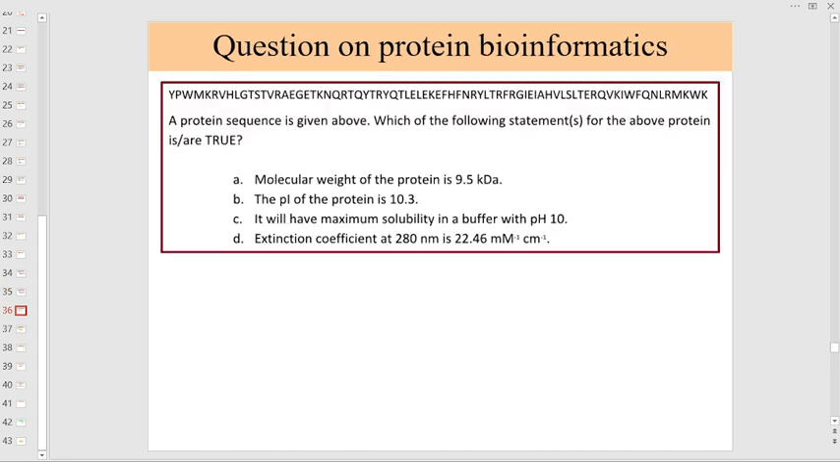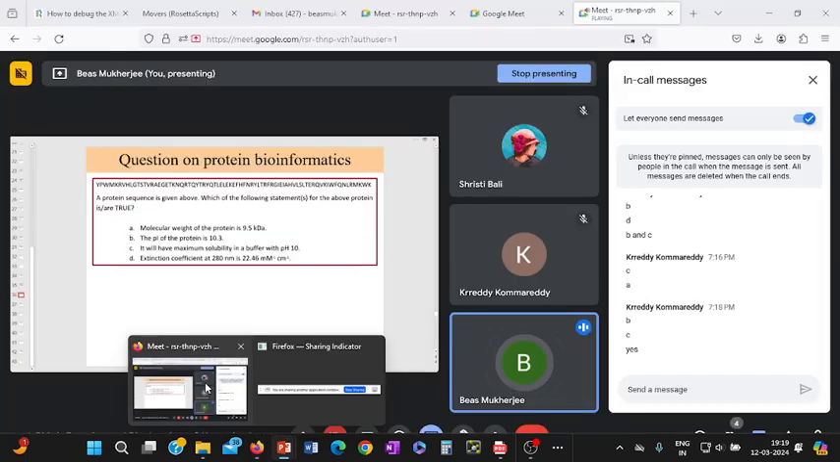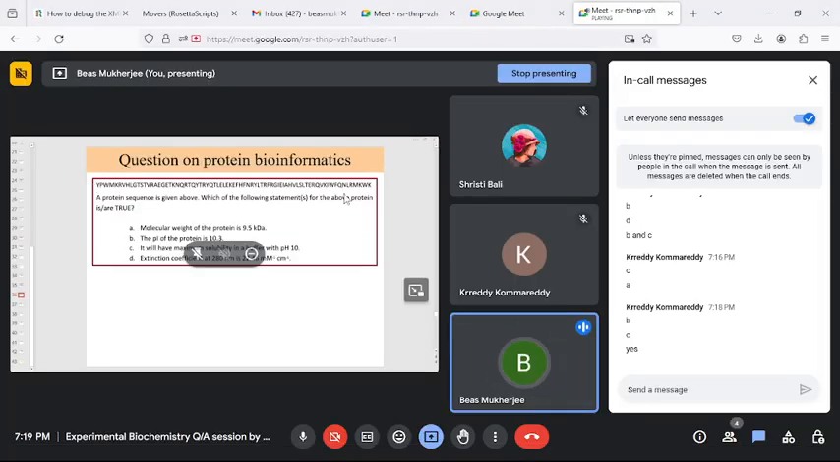Now they have given us the sequence of a protein. These are the different amino acids of a protein. Now they are asking how you can know about the molecular weight just by the sequence without doing any experiment. Is it possible to know about the molecular weight, pI, maximum solubility at a specific buffer, extinction coefficient, everything about a protein? They are asking whether you can infer just from the sequence of the protein.